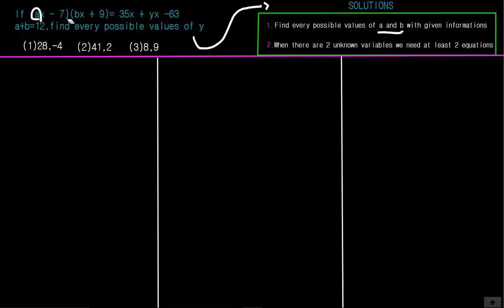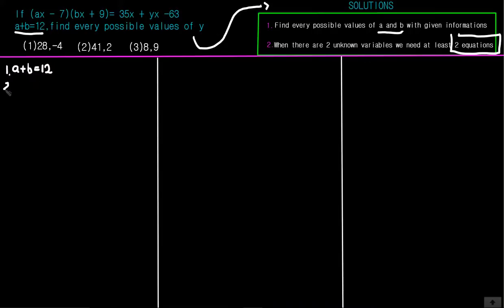And at first, let's bring our whole information down. The information that they gave was a plus b is equal to 12. So a plus b, that is equal to 12. And we need at least two equations to solve for a and b, but we have it.